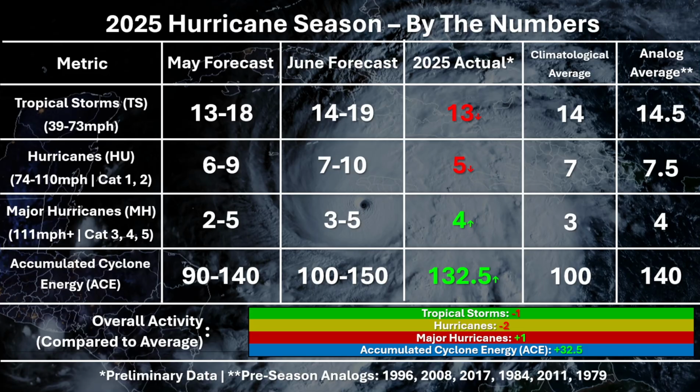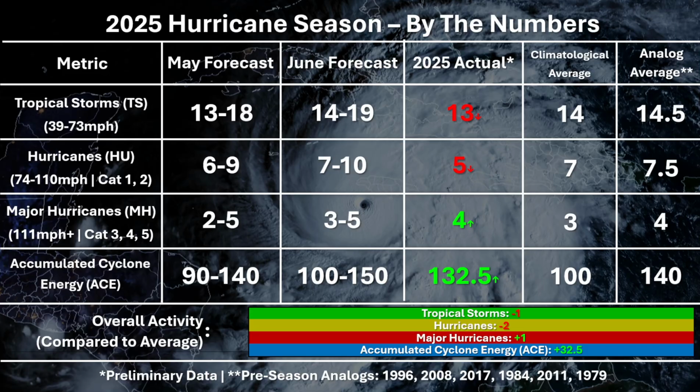And you can see there are some mixed signals on the exact activity that we saw. We did not quite reach the amount of tropical storms and hurricanes that you typically see in an average hurricane season, but we had more major hurricanes and more accumulated cyclone energy, which is again a measure of hurricane season activity as a whole. And so that means that the season overall was above average.